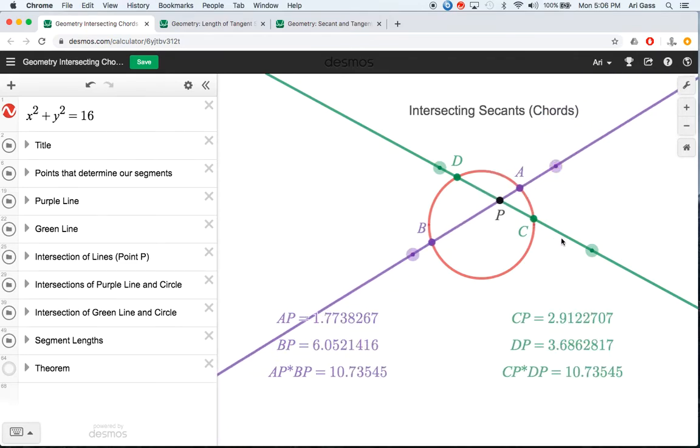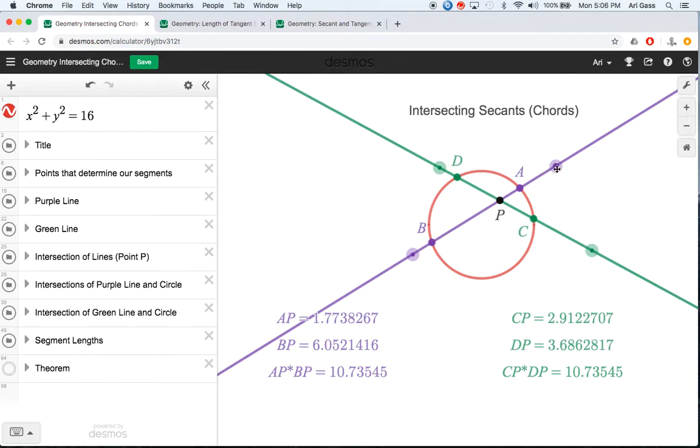That's really interesting. So somehow when the two chords intersect, the segments that they are broken into, the product of those segments, AP times BP and CP times DP, those two products are equal.